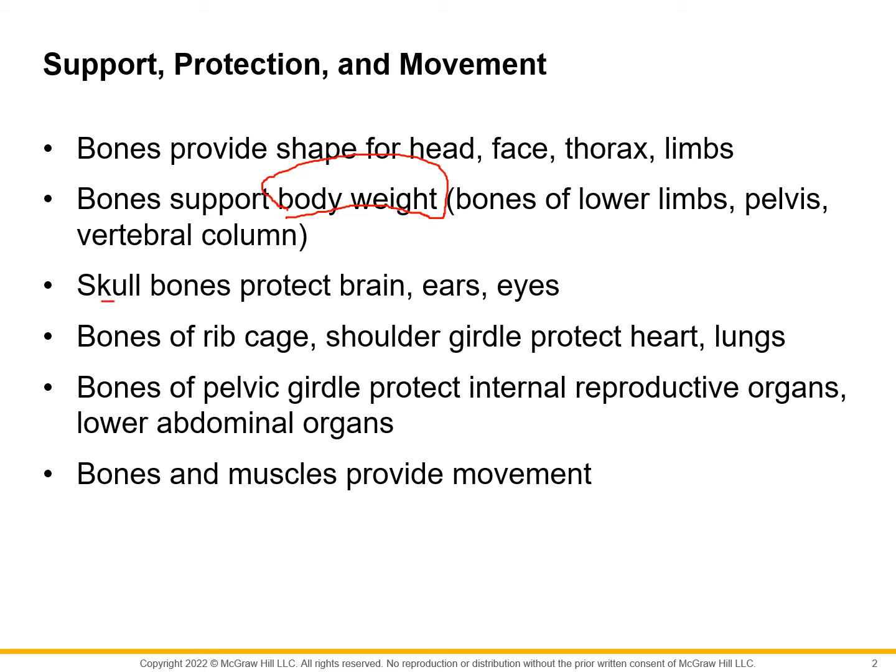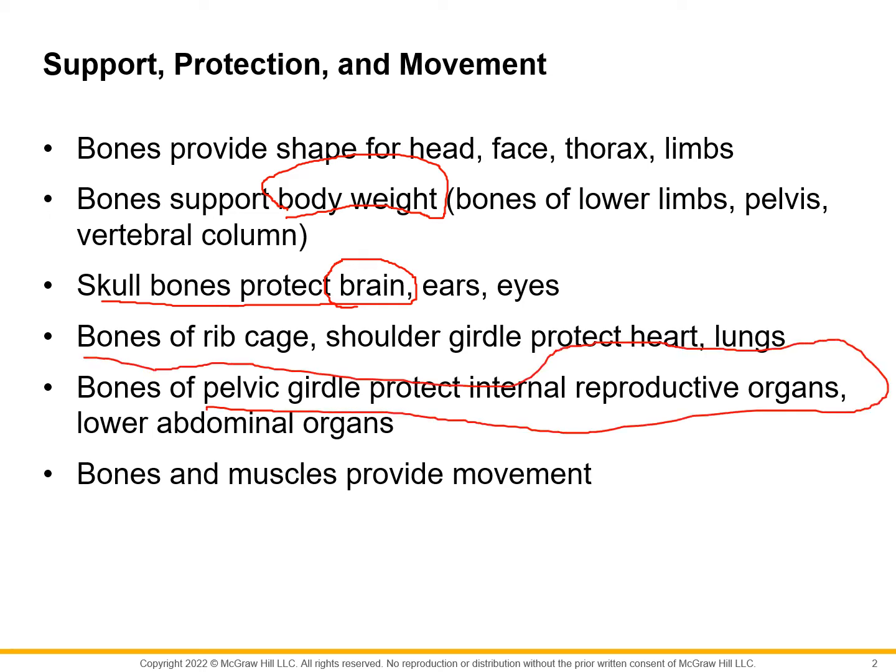And they provide protection. It's pretty easy to see the brain idea. The cranial cavity is basically this really well put together helmet to protect the brain, but you've also got the ribs and the thoracic cage that's protecting the heart and the lungs. And so bones provide protection. The bones of the pelvic girdle protect the internal reproductive organs.